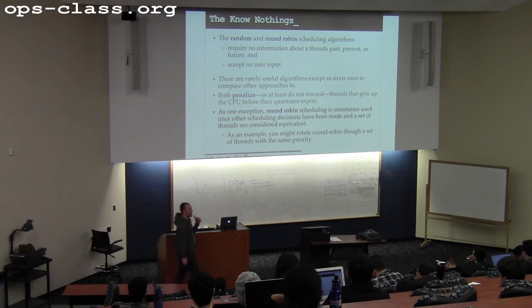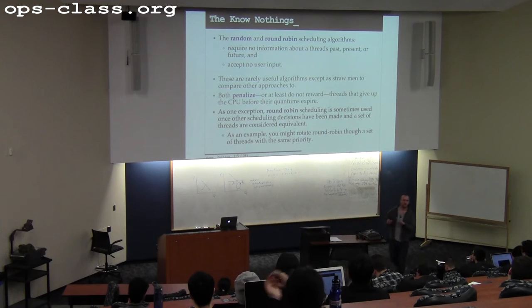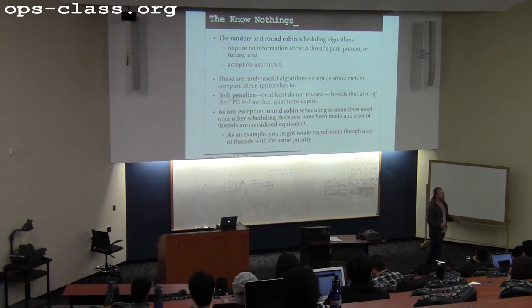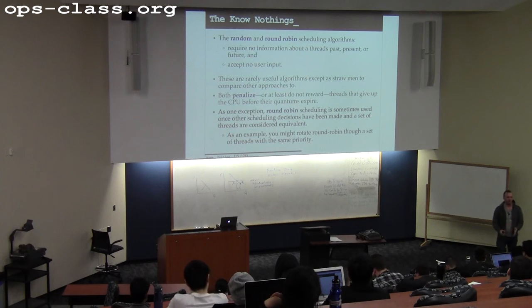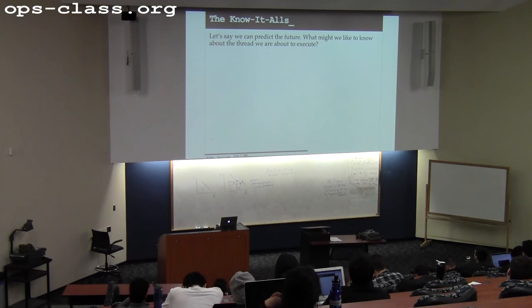So the last thing I want to point out is that round-robin scheduling, or sometimes random, has certain cases where other schedulers will get to the point where a group of threads is equivalent from their perspective. I've done some other calculations. I've used my priorities and other information we're about to talk about. And what I end up with is to say, these four threads are kind of the same. And so round-robin can be a useful primitive at that point, because if I can't distinguish between threads anymore, the most fair thing to do is just to run them in order. Right? Okay.